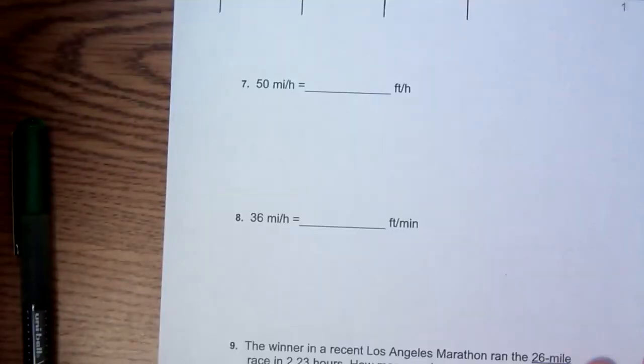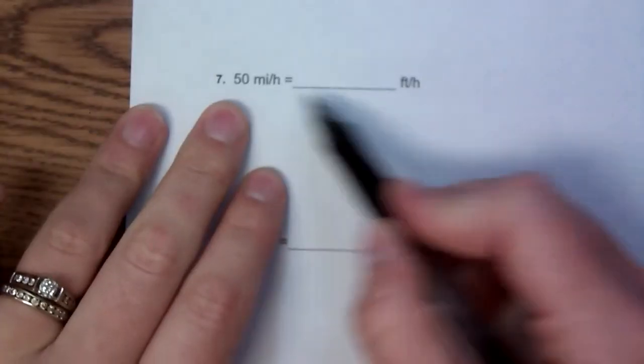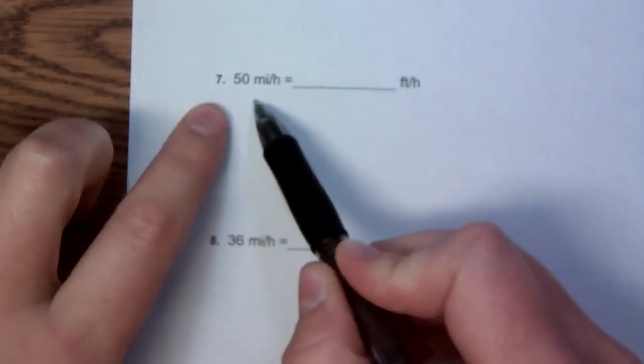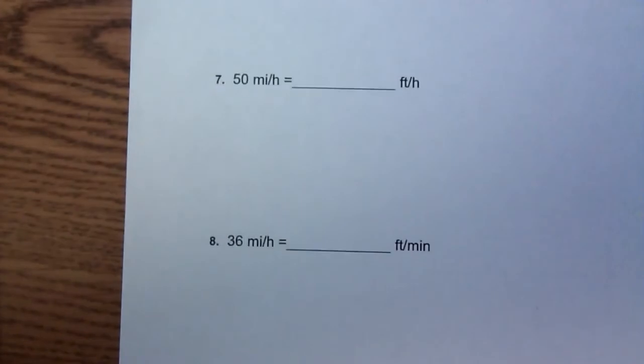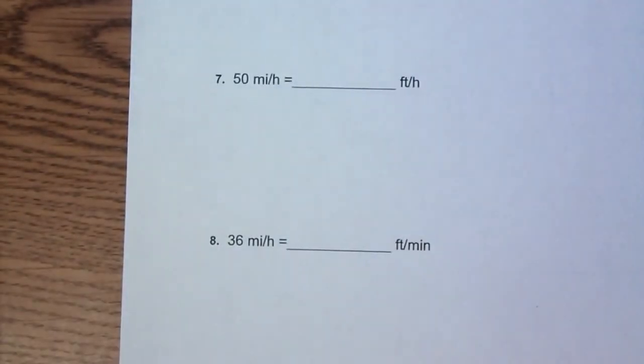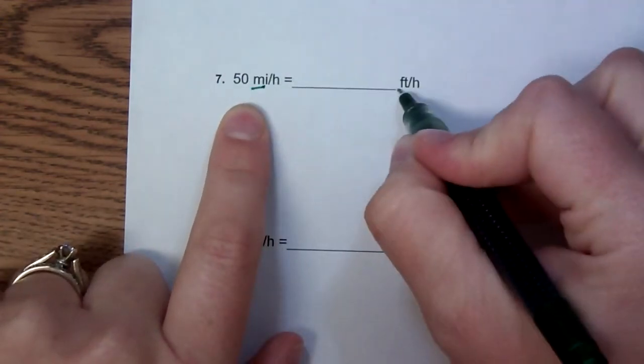Number 7, one of the first things I do is, it's really nice that it's written out this way for us, because we can now look at these problems and say, okay, I'm starting with 50 miles per hour, and what am I ending with? I need to end with feet per hour. So we need to look and see what's changing. So I look at my numerator and my fraction here. I'm going from miles to feet.